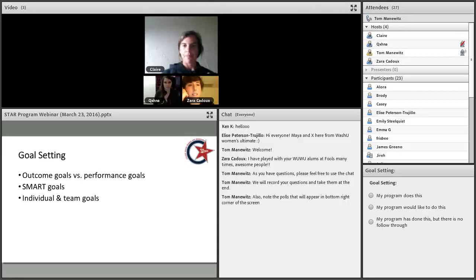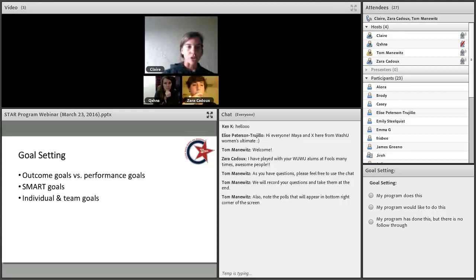SMART goals, so this is how you create them. They are specific, which is the S, so specific would be clear and defined. M is measurable, so they have precise dates or amounts. Attainable, within the realm of possibility for your current situation, what your team is like. Relevant, pretty much speaks for itself, and time-bound, so they have a deadline.